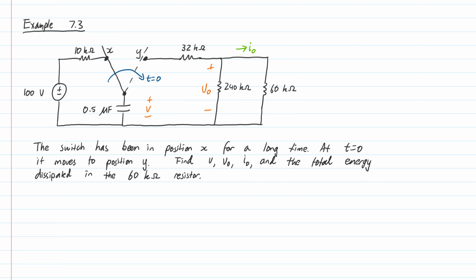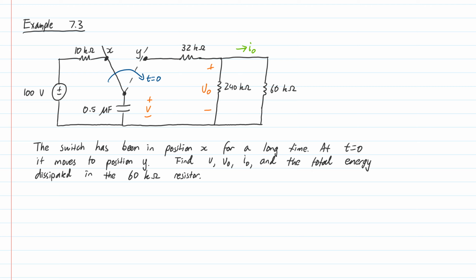In this question, we have a 0.5 microfarad capacitor and a switch. At times less than 0, the switch is connected in this configuration, so the voltage source is going to charge up this capacitor, and we need to find the initial voltage on that capacitor. Then the switch will move over, and the energy stored in that capacitor will discharge through the rest of the circuit, and we're going to analyze that transient.